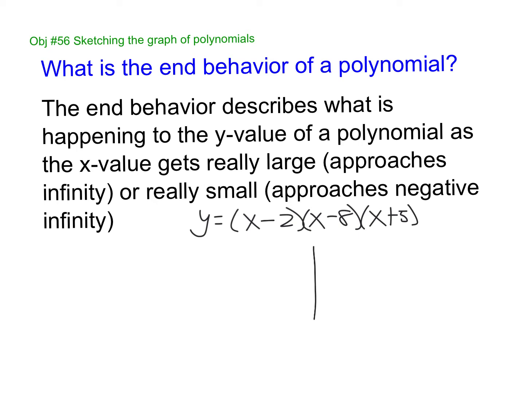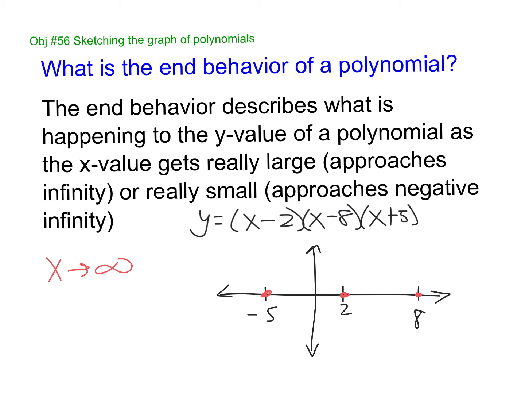So here's that last problem we just did. We have our 8, our 2, and our -5, right? Instead of finding all those points, here's what I like to do. As x goes to infinity, so as the x value gets really, really big, what's happening to our y? If I plug in a really big number, something bigger than 8. So we plugged in 9 before. If I plug in something bigger, what is happening?